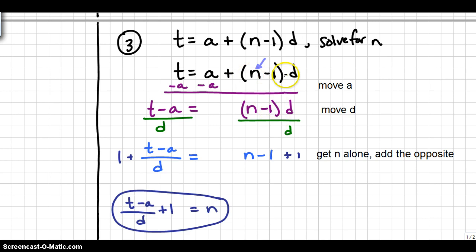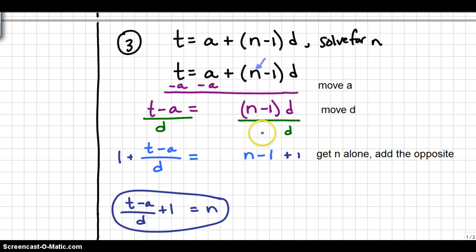The n minus 1 is still in parentheses, and the d is next to it. The d has to move next, so it's being multiplied because it's right next to a set of parentheses, so we're going to divide to get rid of it. Again, we can't do much over on this side, so we just rewrite what we have. Keep in mind that the d gets divided by both of these, so we have to make sure that our fraction bar covers that. Now that the d is gone, we no longer need parentheses on this side.